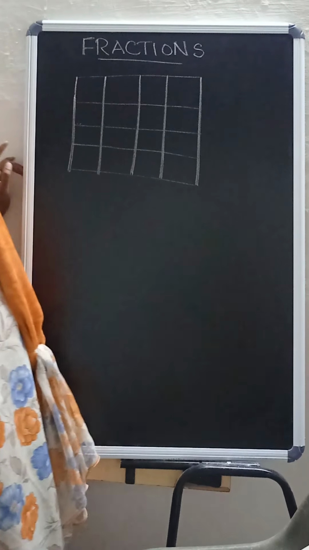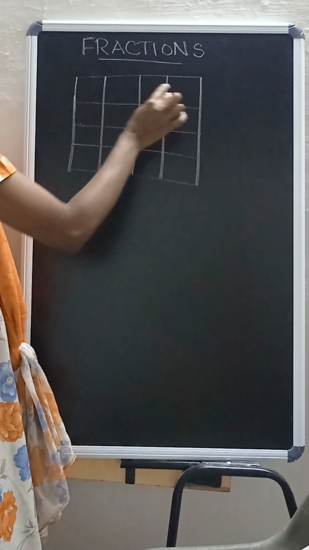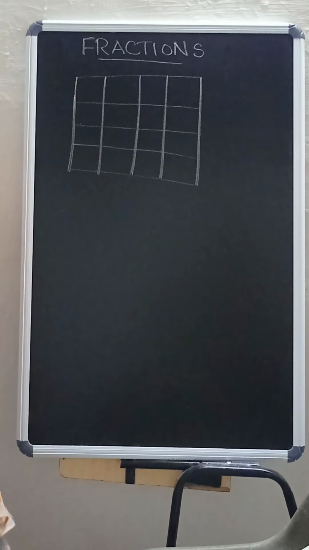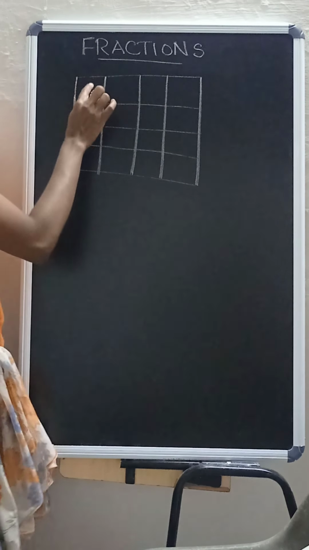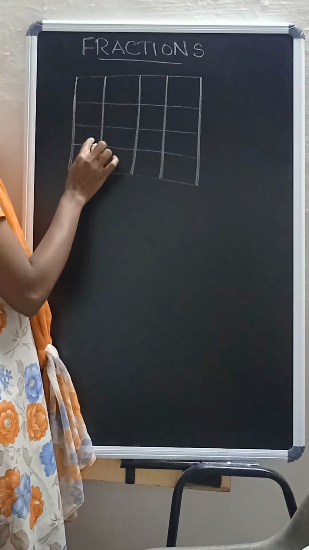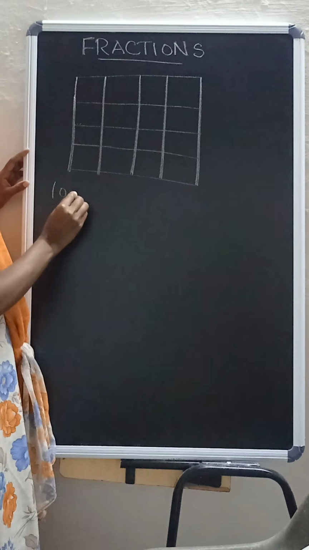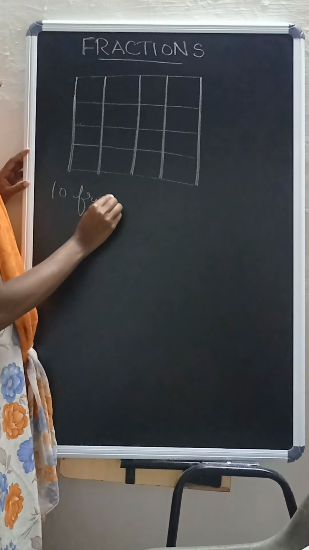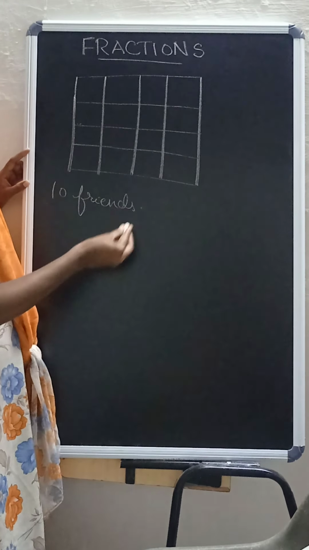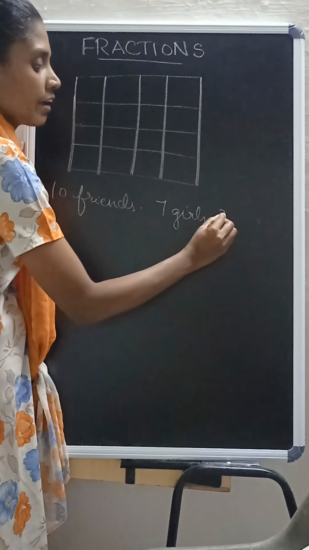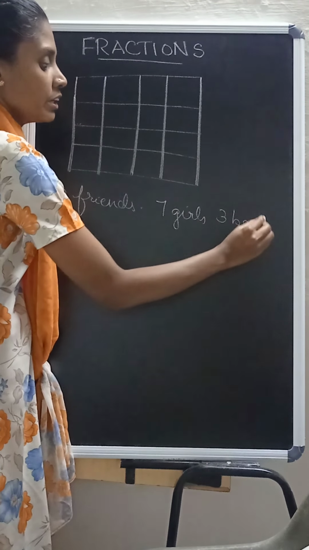Now, how many pieces are there? 1, 2, 3, 4, 5, 6, 7, 8, 9, 10, 11, 12, 13, 14, 15, 16 pieces are there. Or you can say like this, 4 into 4 equal to 16 equal pieces. Now, 10 friends came to the party, out of which 7 are girls and 3 are boys.